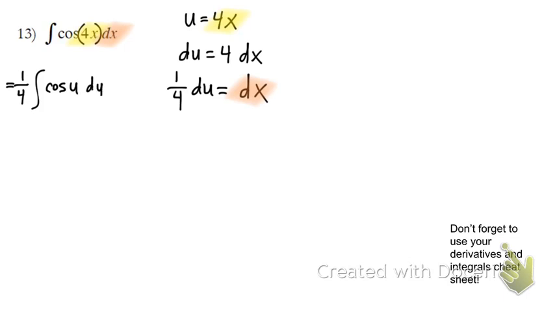And remember, we can pull that 1/4 out front as a constant multiple because I would do it later anyway, so I might as well do it at the beginning. And now this is one of our basic integration rules.